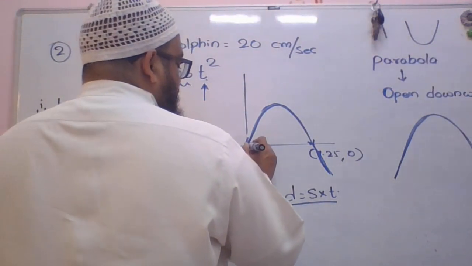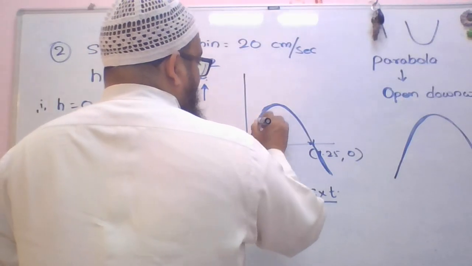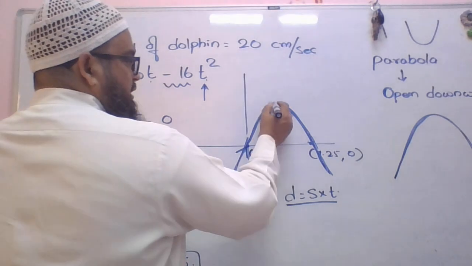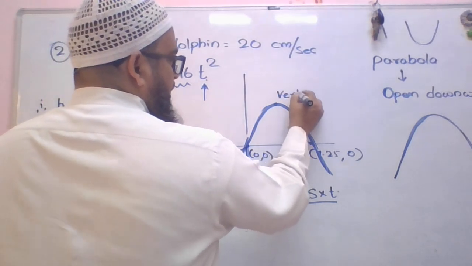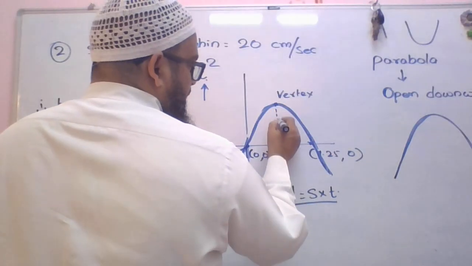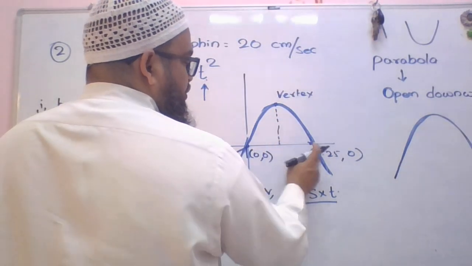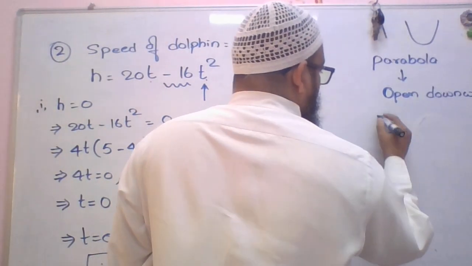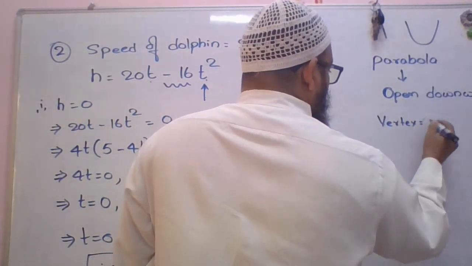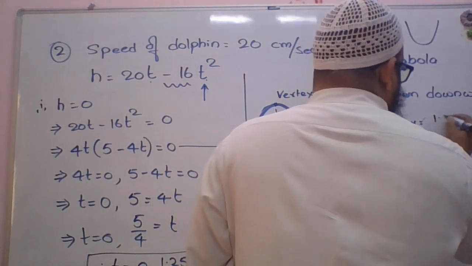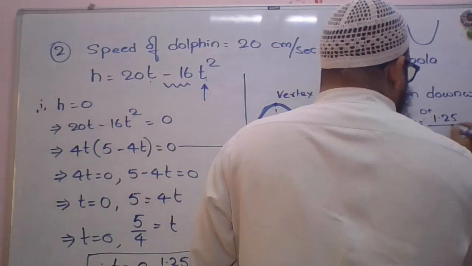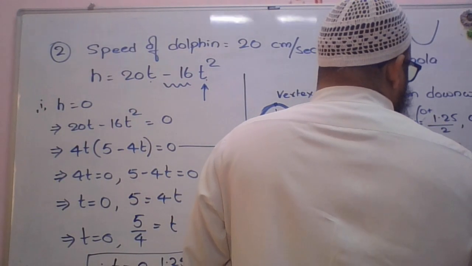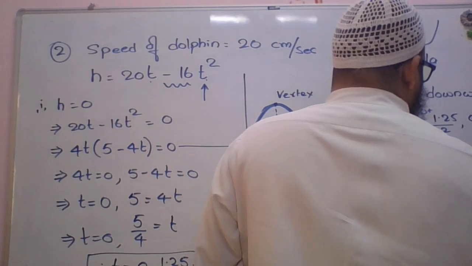It is a parabola. So let us first find out what is the maximum height reached in this parabola. We call this the vertex. The vertex will be the midpoint of these two zeros. So what will be the vertex? The vertex is equal to the midpoint: (1.25 plus 0)/2 and (0 plus 0)/2. So these are the coordinates, 1.25 divided by 2, comma 0.